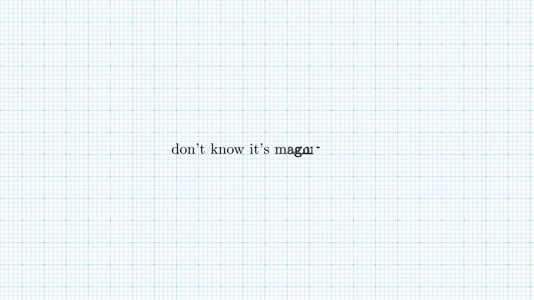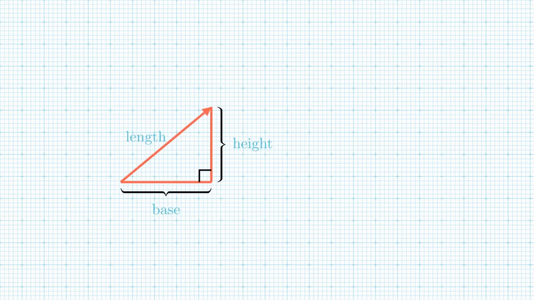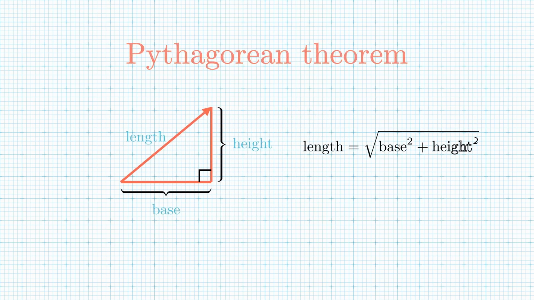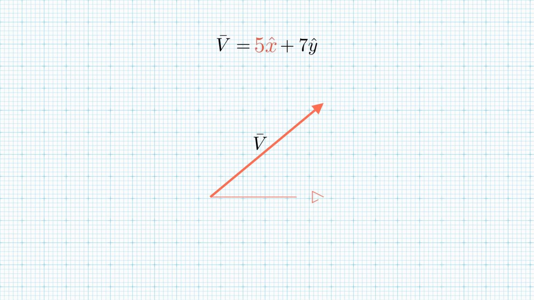But what if you don't know its magnitude or how much it did? Well, you can find the magnitude of a vector by using a simple method called the Pythagoras theorem. For example, consider this vector. Think, what does it mean? We have added 5x and 7y. That means when you go 5 units in positive x direction and then go 7 units in positive y direction, you will actually get 5x cap plus 7y cap.